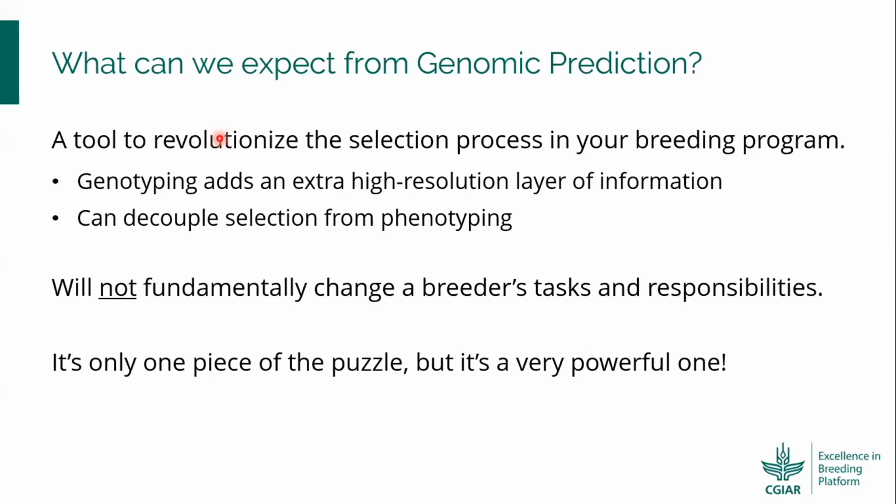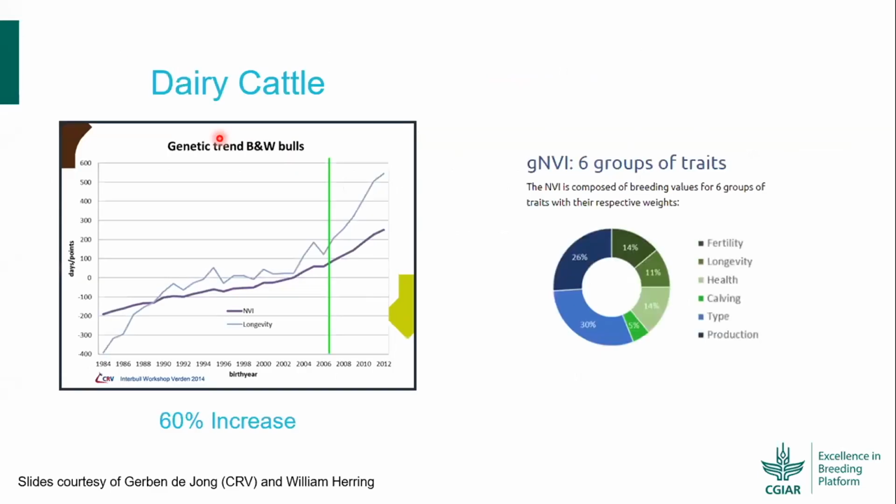As you can see, what I'm putting there in the slide is only one piece of the puzzle, but it's definitely a powerful one once you have a clear and good strategy to apply it. So as I was mentioning, what you can expect is drastic changes in the rate of response to selection or genetic gain.